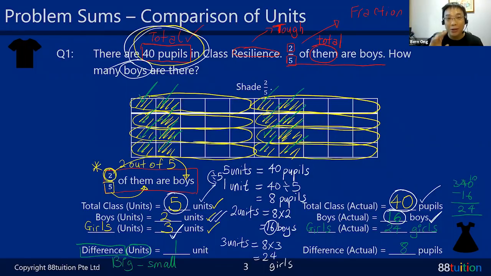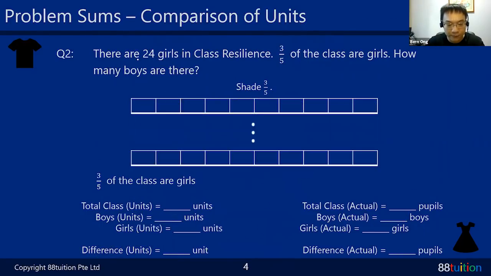So can you try not to make any careless mistake out here. Know what the numbers mean. All right, must know every single number. Let's look at question 2 here. Okay, so what do you have? I got 24 girls.